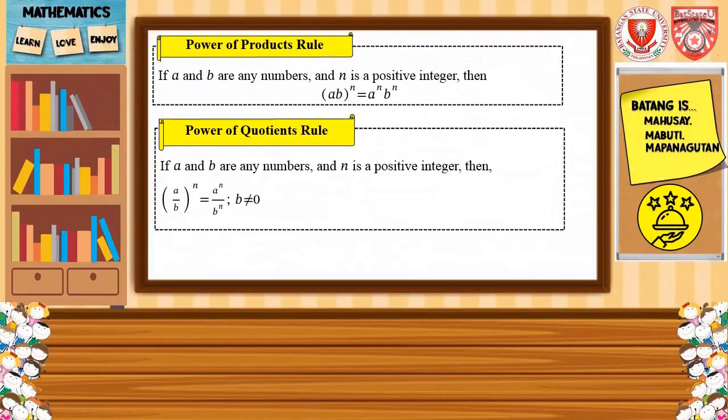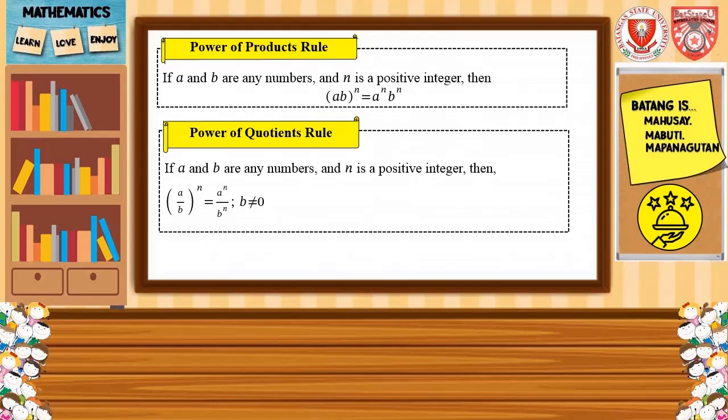The two given examples will be considered as examples of these two rules. We have first, the power of a product rule. If a and b are any numbers and n is a positive integer, then ab raised to n is equal to a raised to n, b raised to n. Another rule is the power of a quotient rule. If a and b are any numbers and n is a positive integer, then a over b raised to n is equal to a raised to n over b raised to n, where b is not equal to 0.